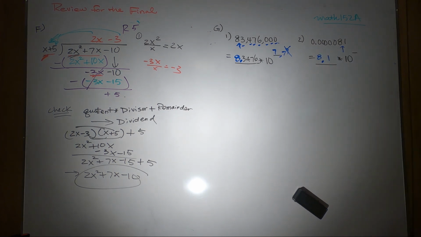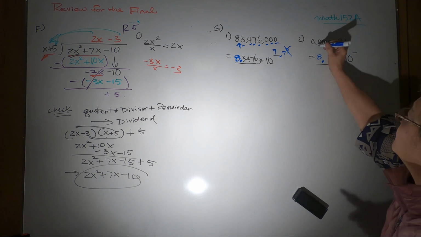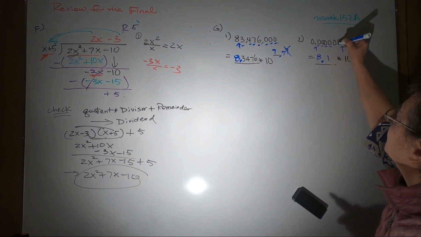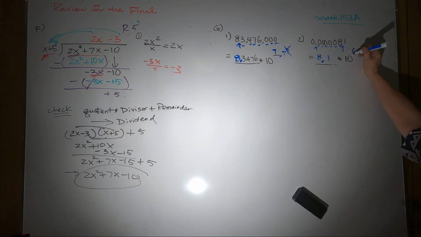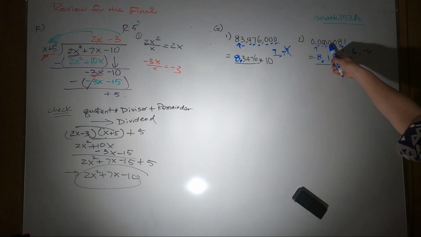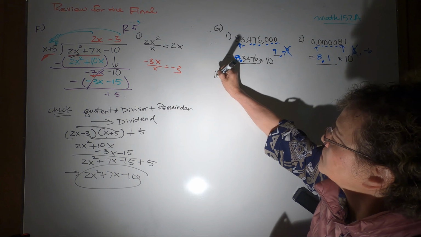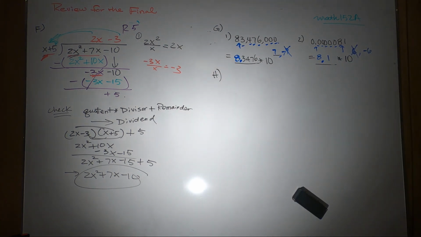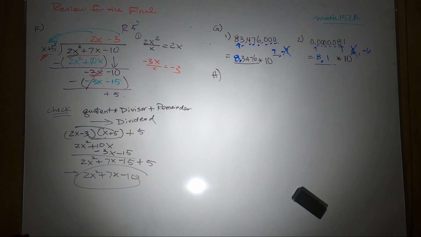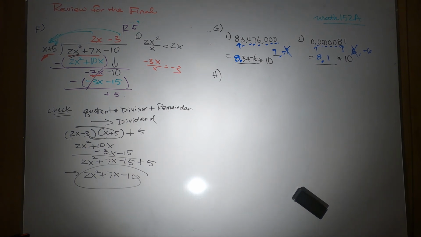8.1. Then how many places did we move from here to there? 2, 3, 4, 5, 6. So you can have 6 or negative 6, right? Which one do you want? From the bigger number to the smaller number, you need a negative exponent. So it should be negative 6, right? So that's our scientific notation. And one more miscellaneous thing we learn is functions.